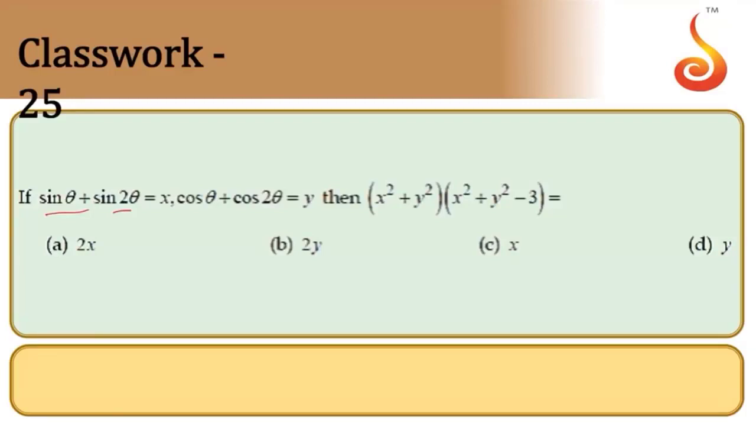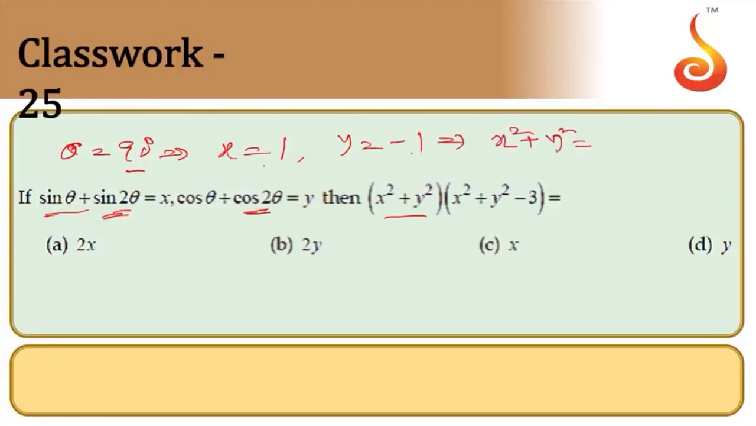For a specific angle, if I consider x square plus y square, let me take theta equals 90 degrees. So x happens to be sine 90, and cos 180 is 0. Whereas y is cos 90 degrees, which is 0, and cos 180 is equal to minus 1. So from here, x square plus y square can be taken as 1 minus 1.